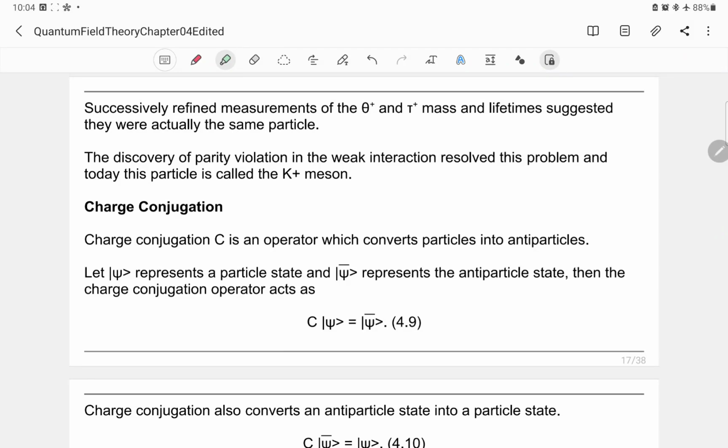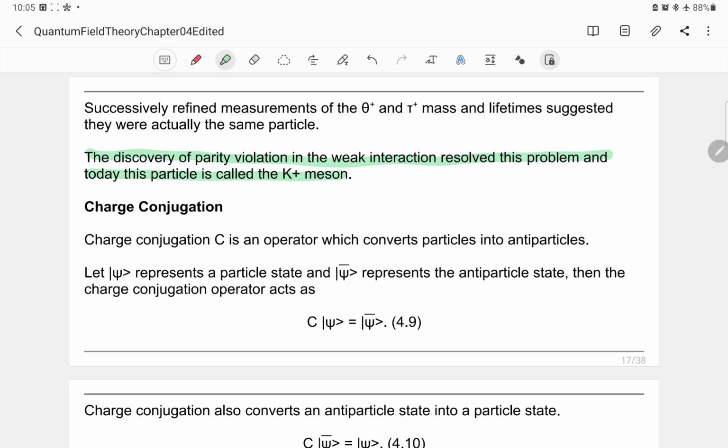At this moment, these particles are now called K plus meson. So the discovery of parity violation in the weak interaction resolved this problem, and today it is called the K plus meson. Let's move on, and we'll be able to see how this parity violation is manifested in the weak interaction.